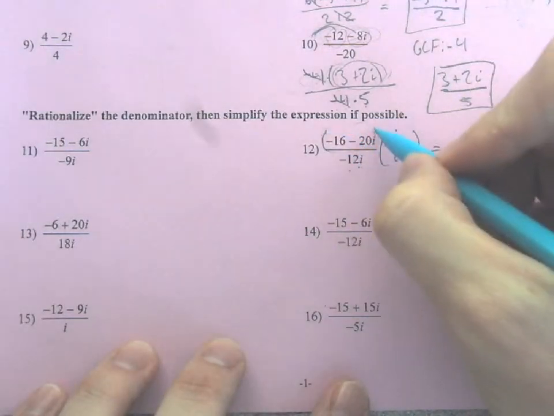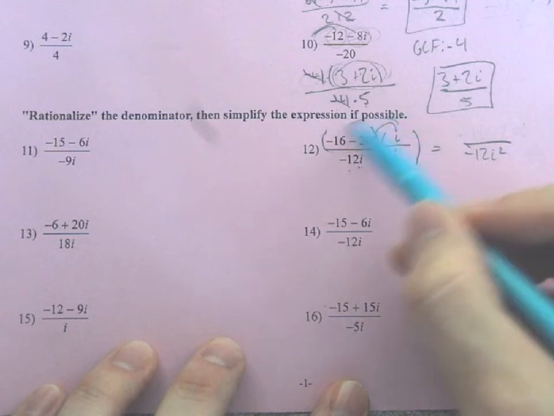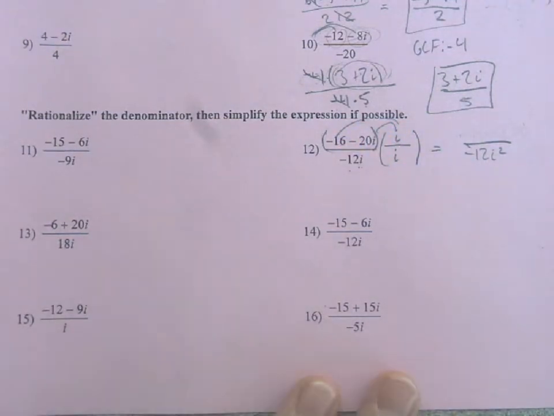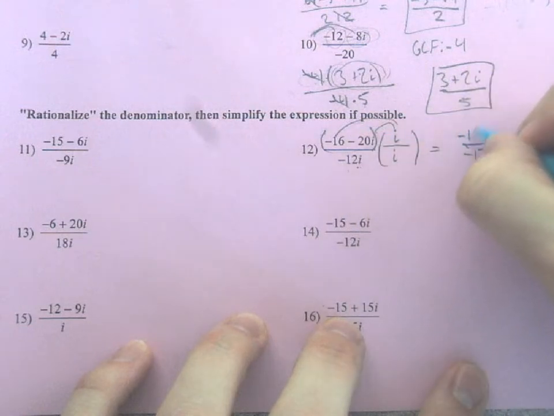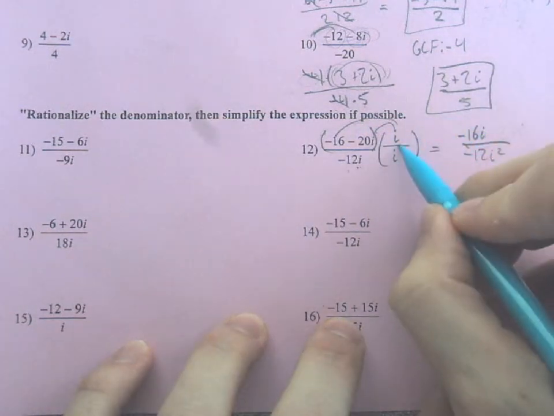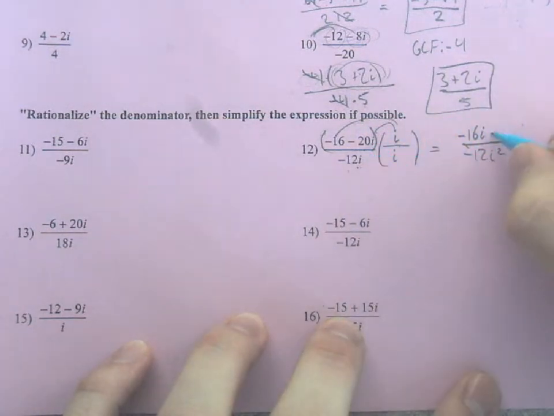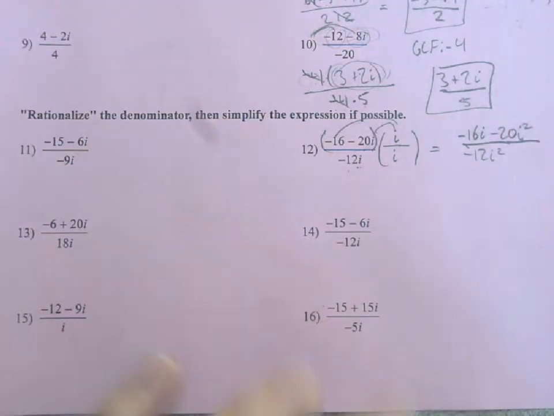Because we have a binomial on the top, we actually have to distribute the i to both terms. So there's a little bit of distribution here. So I have an i times negative 16, and then I have an i times a negative 20i. But that's actually okay because that gives us an i squared, which again is a negative 1.